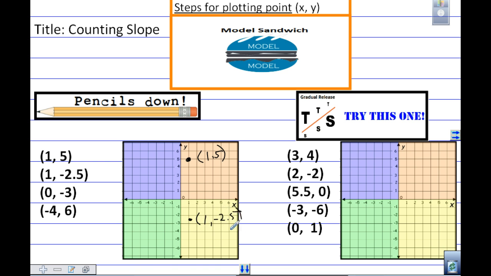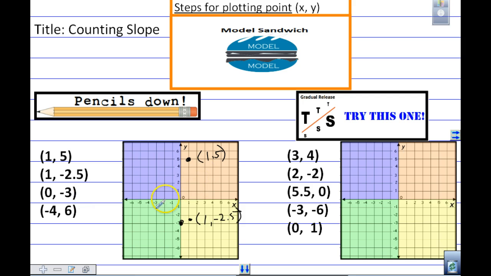4, good. 0, 3. 0, don't go left or right. Comma, negative 3. What quadrant is this? Not in a quadrant. So if there is a 0, x or y or both, it's not a quadrant. It's on an axis. So a point can be located in 2 categories, either on an axis or a quadrant. And when you have a 0, you're on an axis but not in a quadrant.